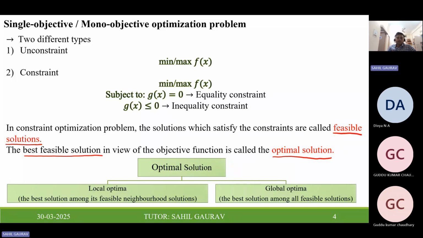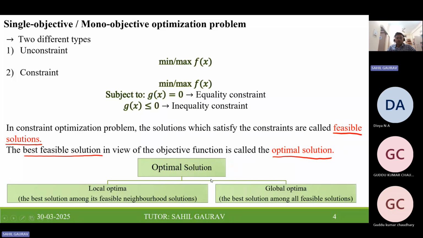So the innermost is the optimal solution, then the feasible solution, and the topmost is just the solution. So among various solutions, those that satisfy the constraints we call feasible solutions, and among feasible solutions, the best feasible solution we call the optimal solution.